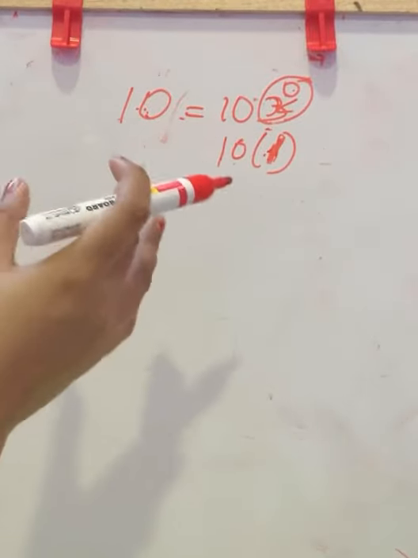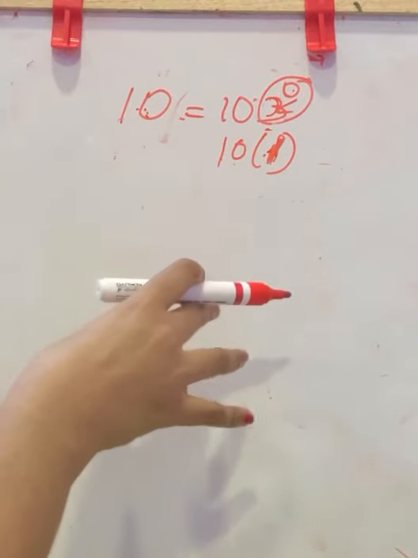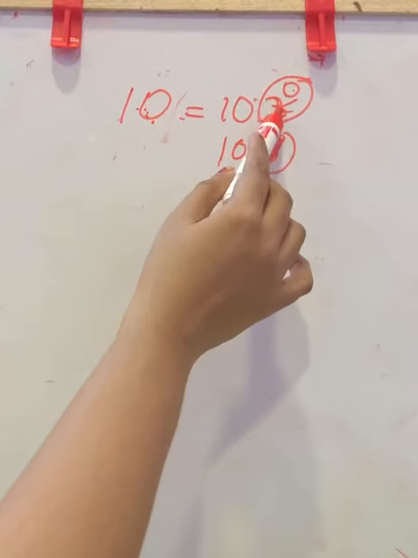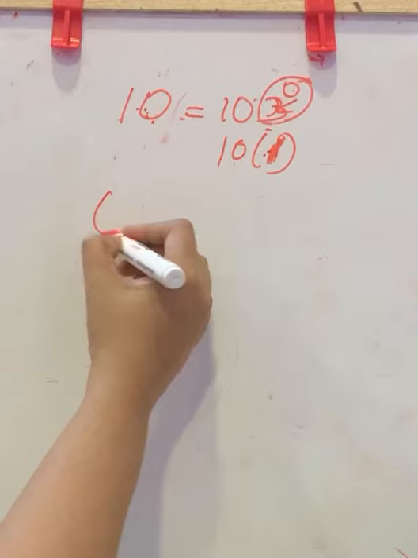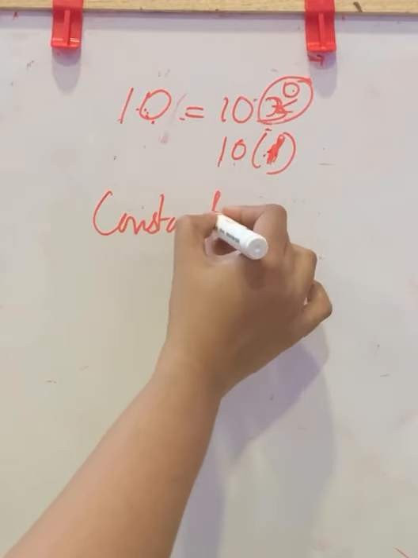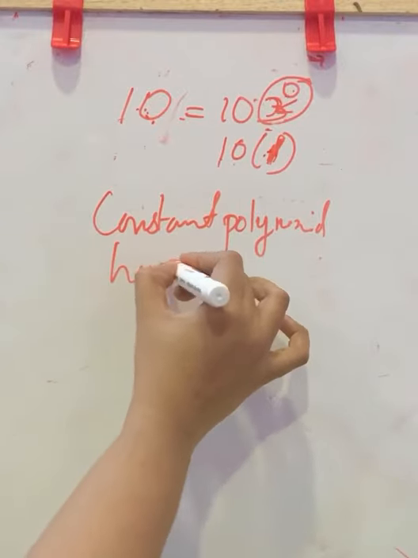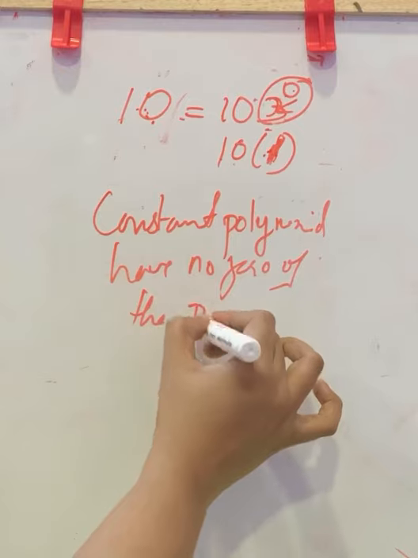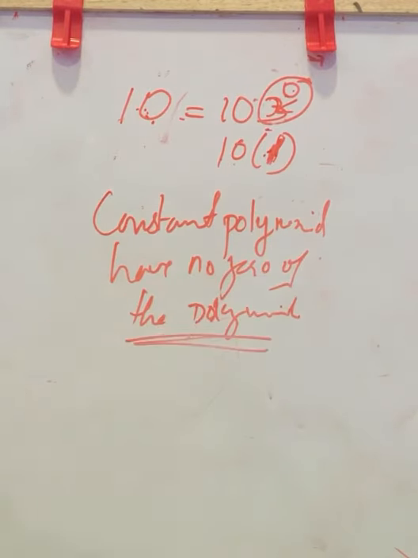And we are talking about when we get a result as 0, that value substituted is called the 0 of this polynomial. So since there is no value giving the result as 0, we can say a constant polynomial has no 0 of the polynomial. Constant polynomial has no 0.